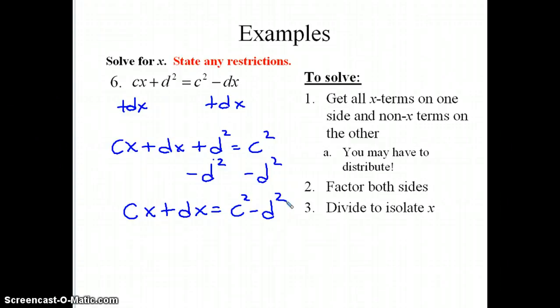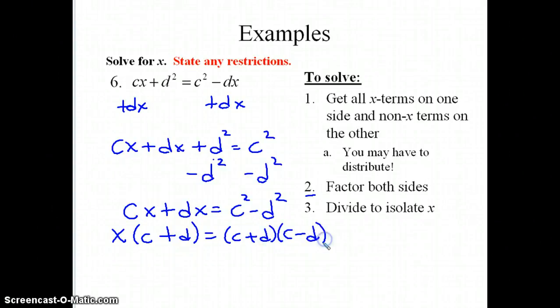Now, when I look, I have both sides completed. X is on one side, all the other things on the other side. And now I'm going to go to step 2. I am going to factor both sides. On the left, I'm going to take the GCF out of x, so I'm left with c plus d. On the right side, I will factor this difference of 2 squares. I have c plus d times the quantity c minus d.